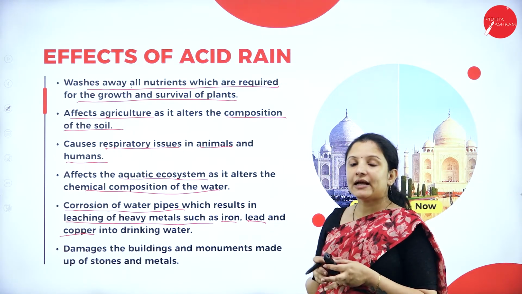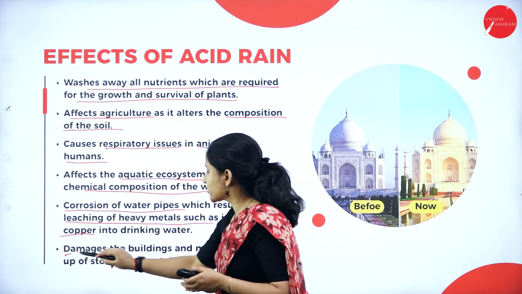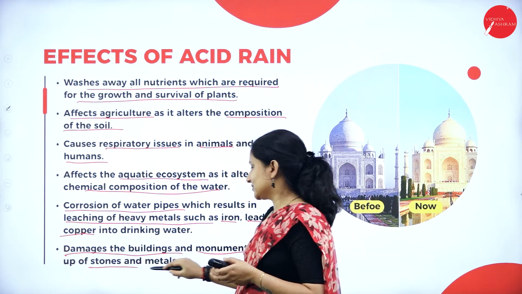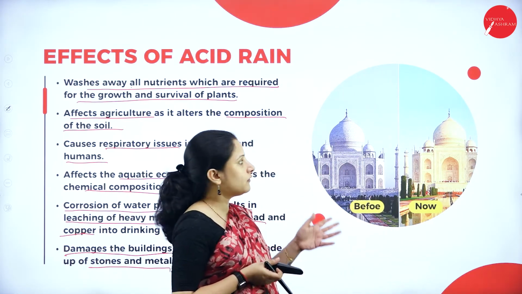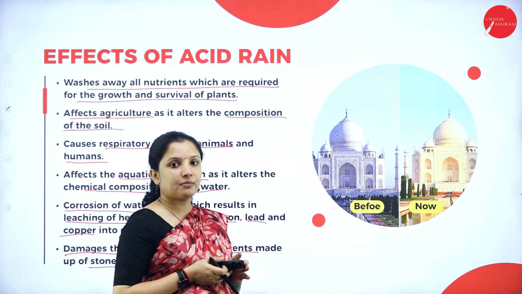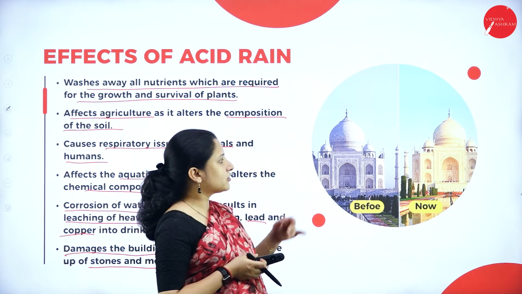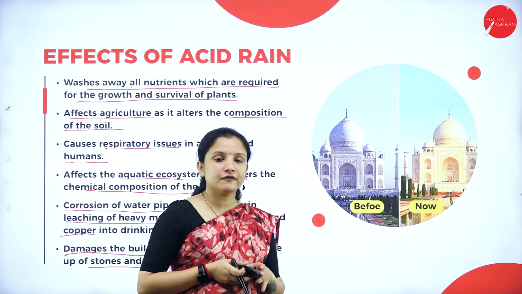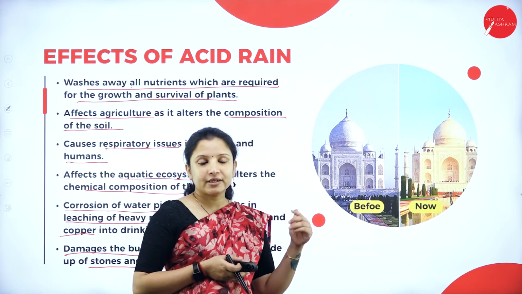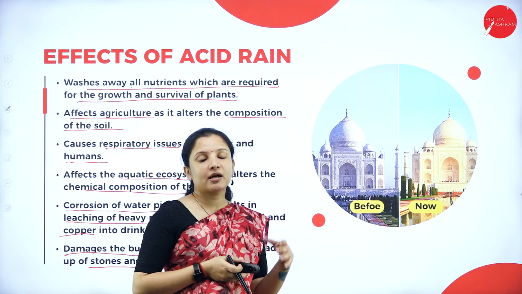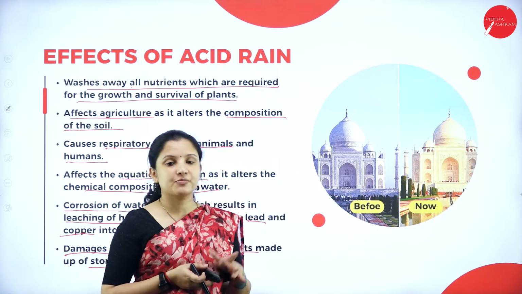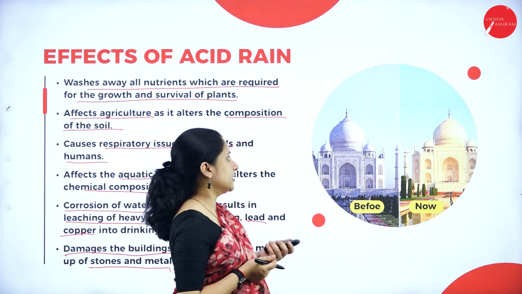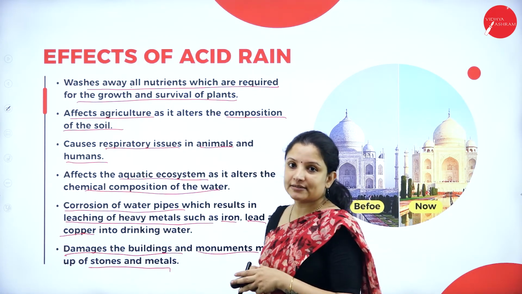Apart from that, acid rain can also damage buildings and monuments made of stones and metals. The best example we can take is the Taj Mahal, which was made using marble. Earlier the color of the Taj Mahal was pure white, but now the color has changed. It is because of the acid rain. It is also said that the color of the Statue of Liberty has changed because of acid rain, because the Statue of Liberty is made of metal. So these are the effects of acid rain.